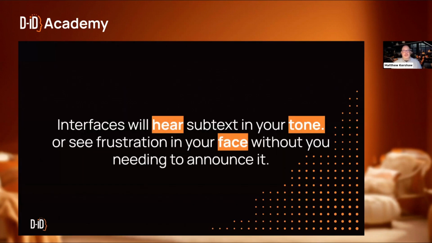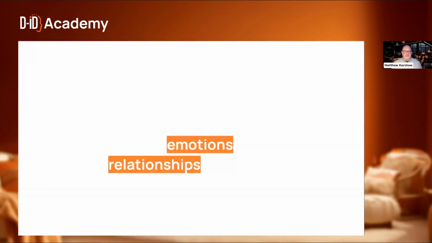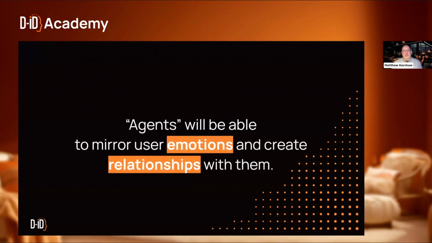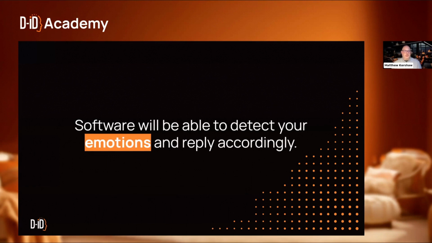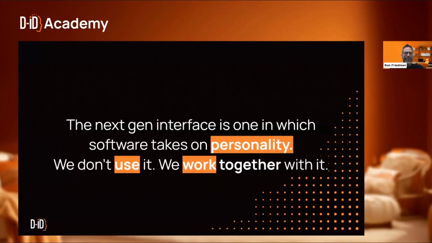As it says here, interfaces will hear subtext in your tone, see frustration in your face without needing to announce it. Agents will be able to mirror user emotions and create relationships with them. And software will be able to detect your emotions and reply accordingly. So these slides have said it more eloquently than I probably could have. And this is the point, as something that Tom Ayer touched on: the next generation interface isn't one that takes on a personality. We don't browse it and scroll through it and have to operate on it on its terms. We work together with it.